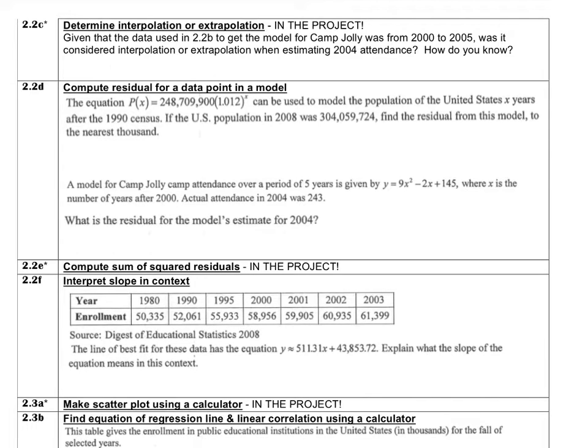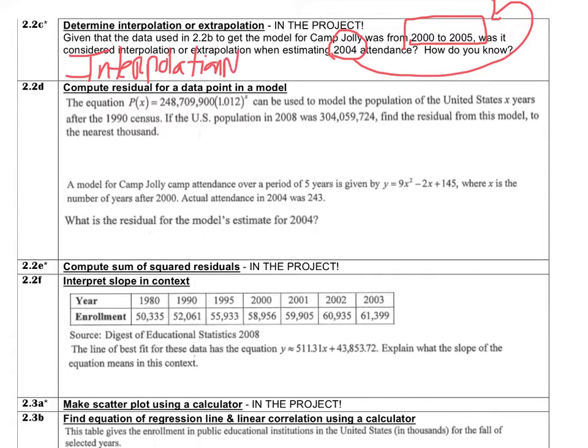Was it considered interpolation or extrapolation when we did the estimate for 2004? How do we know? Given that the data they used was in this time period, and we made a prediction for 2004, 2004 is within this given time period, therefore this was called interpolation. If they had asked us to make a prediction, for example, for 2009, 2009 is outside of this time period, so that would be considered extrapolation.